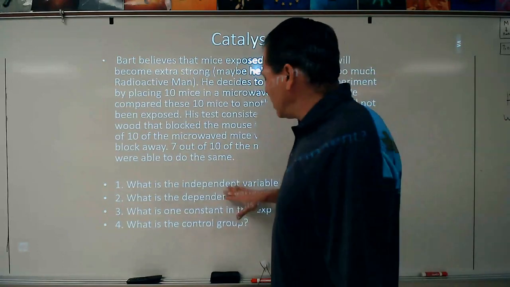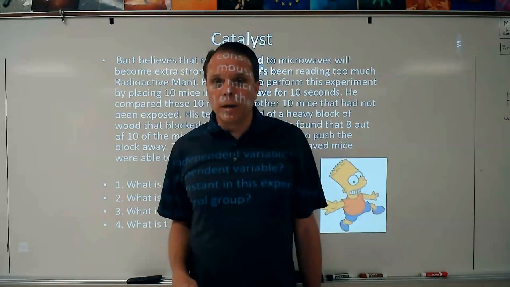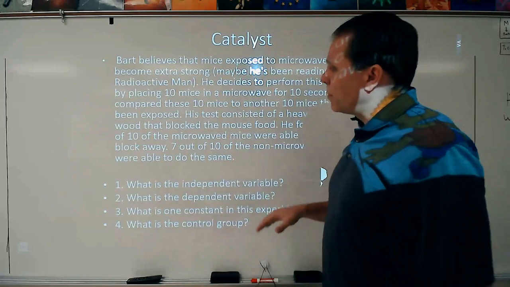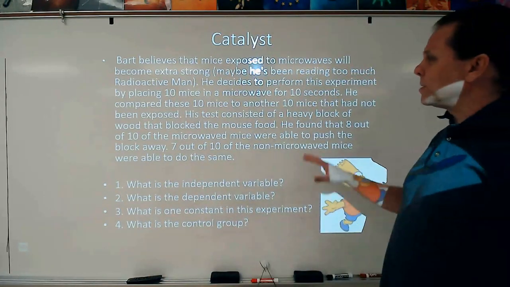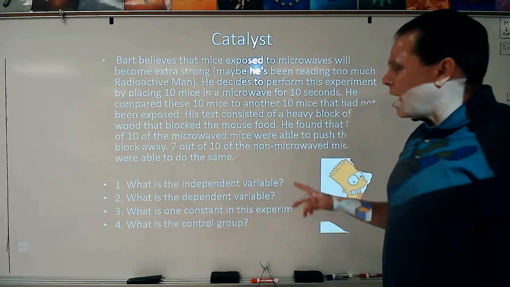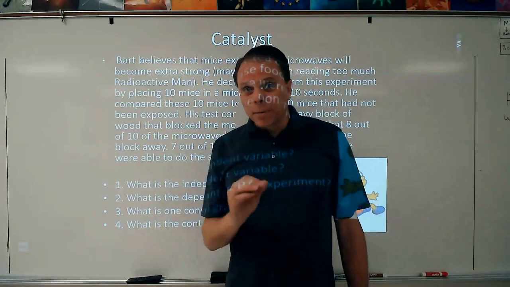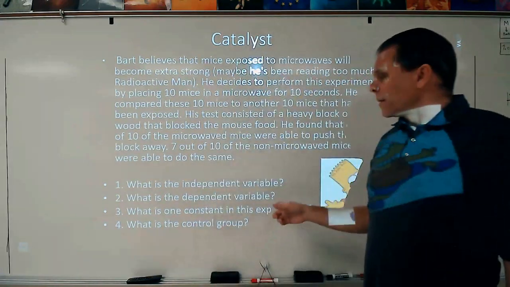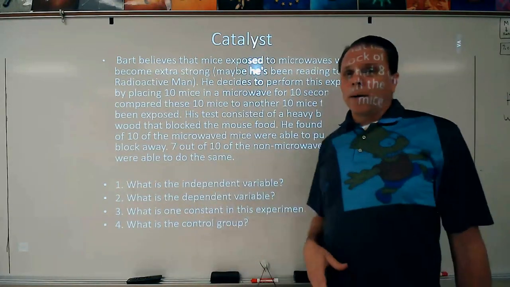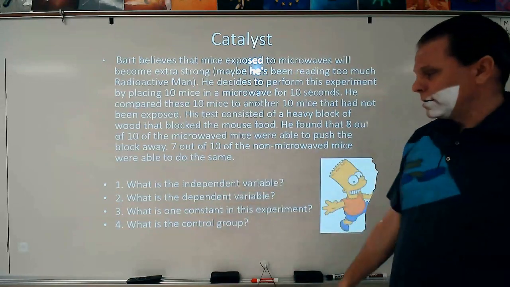Okay, so independent variable. What is it that he's controlling? What's the same, but then what's different, right? So if we look at the things that are the same, the number of mice are the same, the number of seconds are the same. There's one thing he's changed, the microwave. Some of the mice are in the microwave, some of the mice are not. That's his independent variable. The microwave radiation is his independent variable. That's the thing he's changing in each of these experiments.